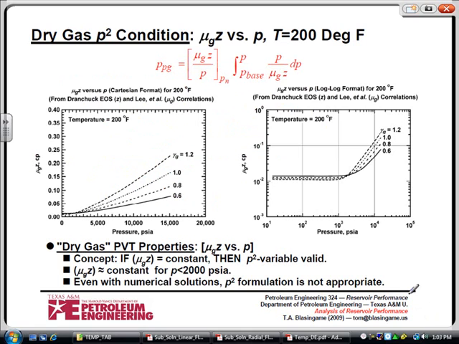Somebody tell me where there's a reservoir in the world where the pressure at initial conditions is less than 2,000 psi. You were raising your hand. I don't know, okay? Anybody?